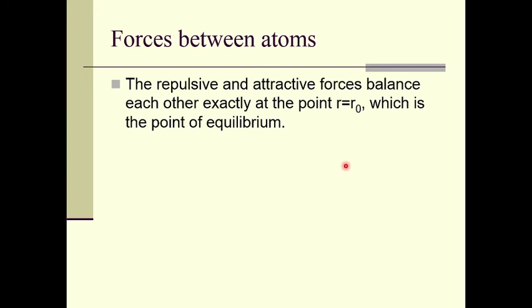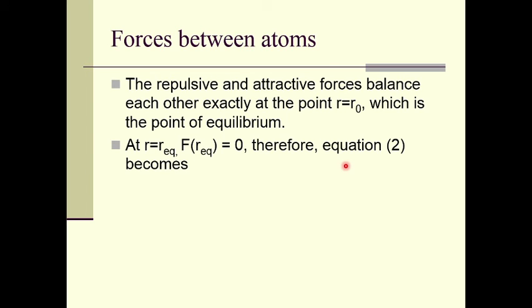Now, the repulsive and attractive forces balance each other exactly at the point r equal to r0 that we have already seen. At r equal to r equilibrium, or r equal to r0, which is the point of equilibrium. So, at equilibrium separation the two forces balance each other, and that point we call r equal to r equilibrium.